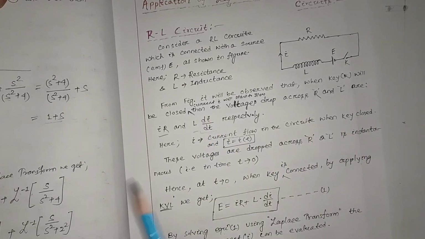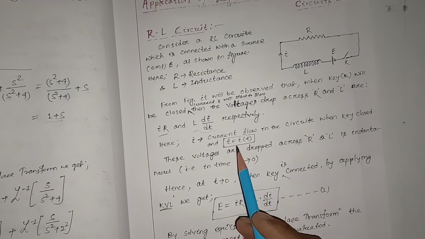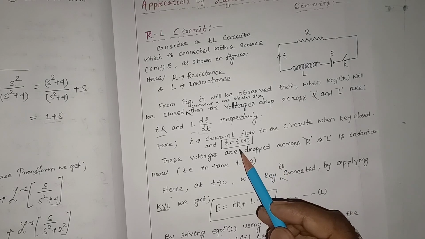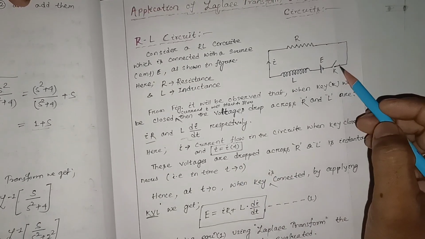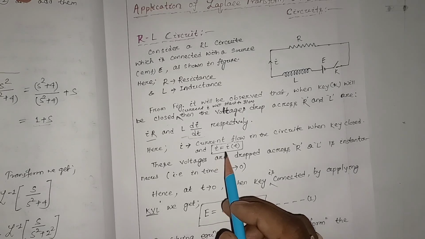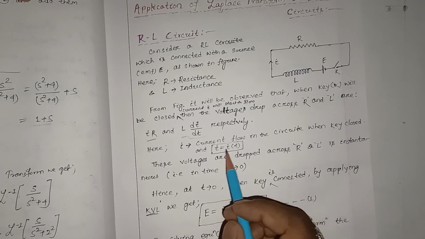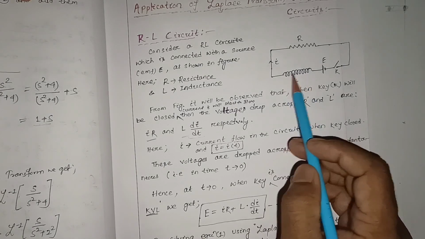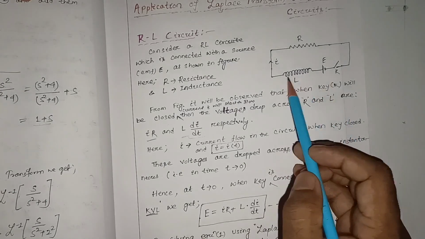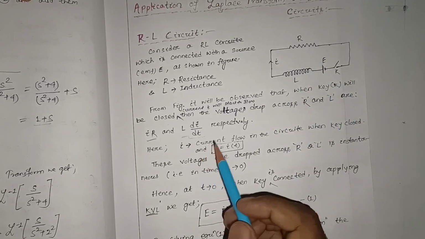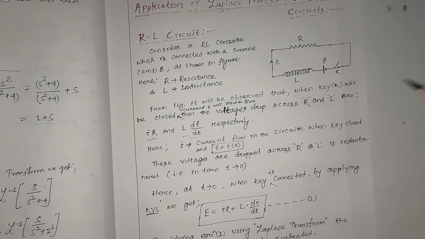Here I is written also, and I is a function of t obviously. For the time the key is closed, current will flow in the circuit. That means with time the current will change in this circuit because L is there. L will store the magnetic energy, and again when the battery is disconnected or the key is opened, that energy will be lost by the inductor, that we know.